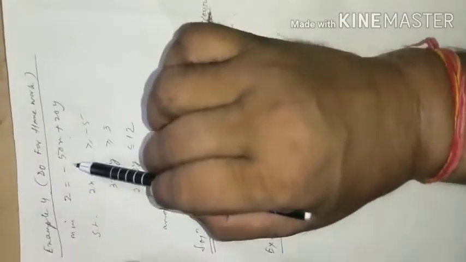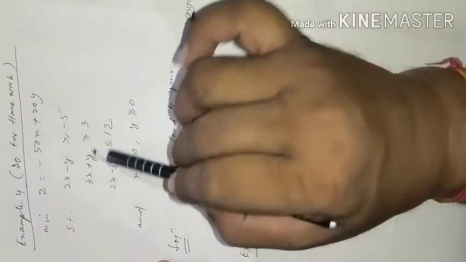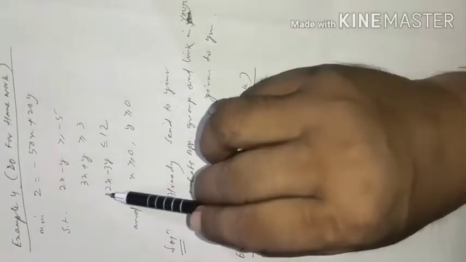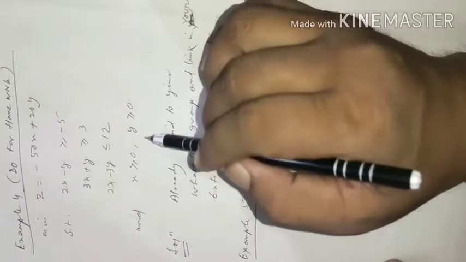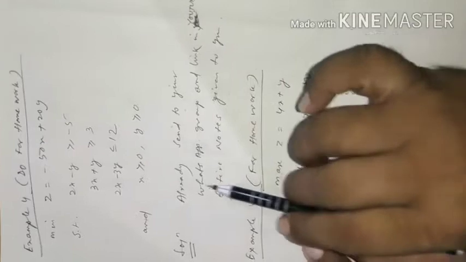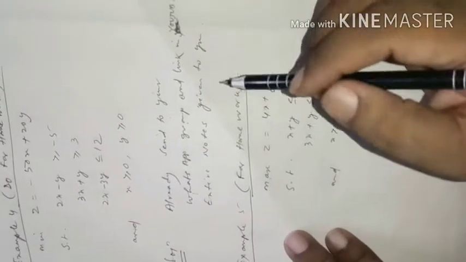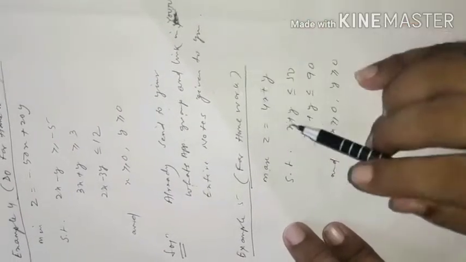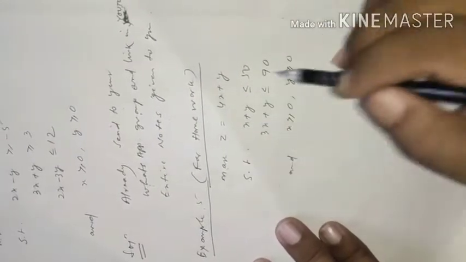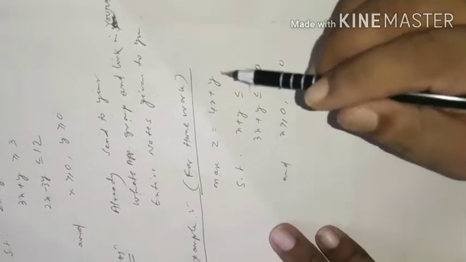Z is equal to minus 50x plus 20y, subject to the constraints 2x minus y greater than or equal to minus 5, 3x plus y greater than or equal to 3, 2x minus 3y less than or equal to 12, and x greater than or equal to 0, y greater than or equal to 0. I have already done these questions; the entire notes were sent to your WhatsApp group and linked on YouTube. Example 5 is for homework: take another example and do it. It is a very easy problem. You have to do this.